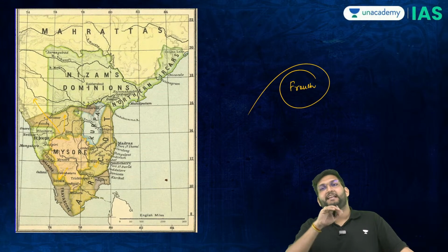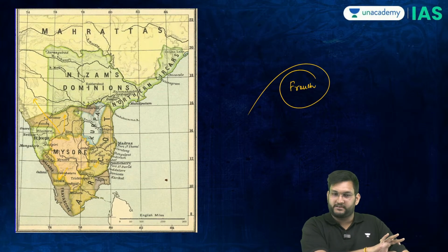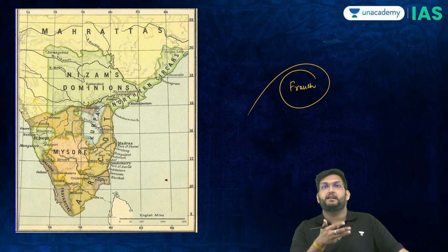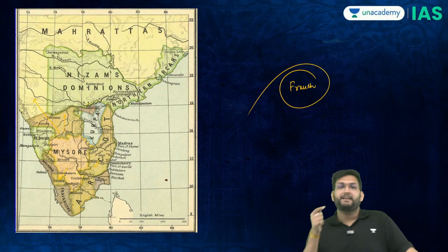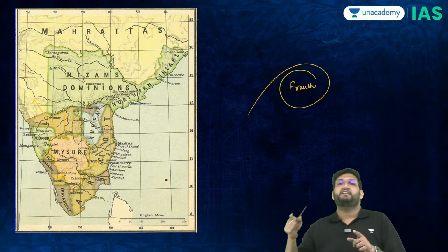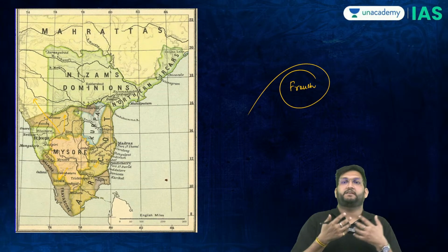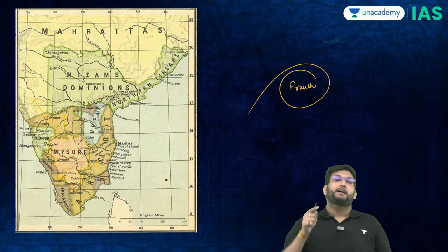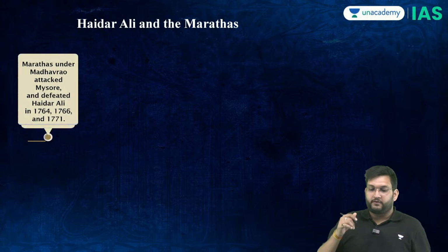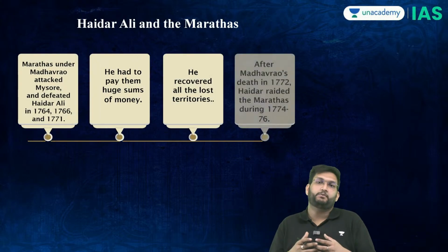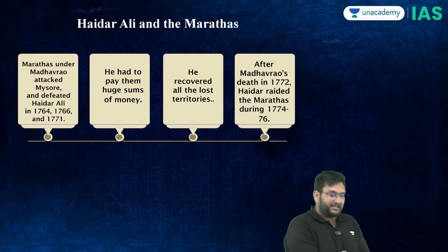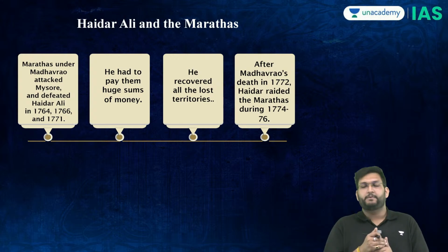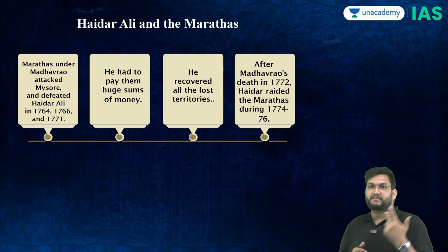And this is where the English started to hate the Mysorean sector, because the Mysorean sector was taking help from no one else but the French. An Anglo-French rivalry is something which is already there. But what is a subset here is that there is also a lot of animosity between the Marathas and Hyder Ali. Under Madhav Rao the first, Mysore will be defeated multiple times, in 64, 66, 71.